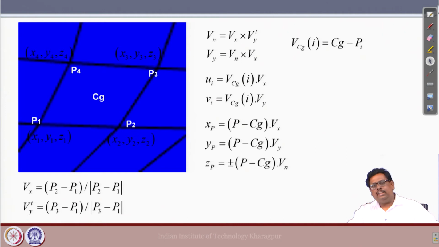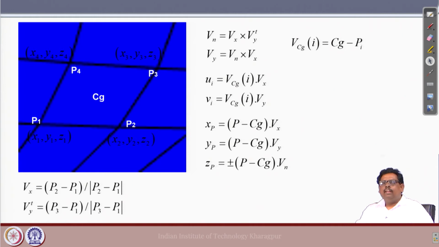Now, why I said plus minus depending on the situation: when taking the positive upward, it may be inward to the fluid, outward to the body, or maybe inward to the body, outward to the fluid. All the formulation can change based on that. So, it is your choice how you define your normal and how you write that integral equation. You have to adjust the sign plus minus everywhere. That is why I keep it as plus minus, P minus Cg dot Vn.